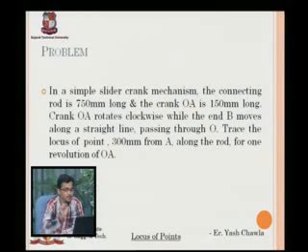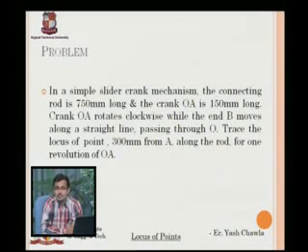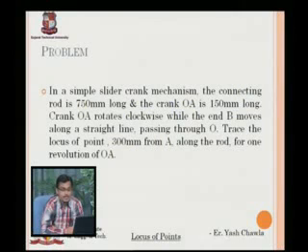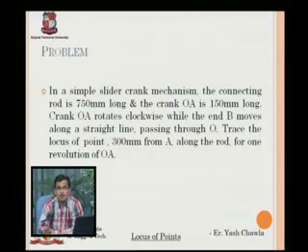So let's see. The first line of the question says in a simple slider crank mechanism. So I know I have to draw a simple slider crank mechanism. Now the second line, the connecting rod is 750 mm long. So it has given me the dimension 750 mm for the connecting rod. So I'll note it down on paper on my answer sheet.